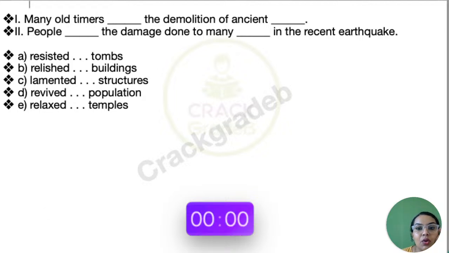So many old timers dash the demolition of ancient something. Ancient tombs होती हैं, ancient buildings, yes, ancient structures, something. Demolition is to destroy. Destroying of ancient population, I cannot say. So of course D cannot be one of them. Temples maybe. But you again see damage done to many, something in the recent earthquake.